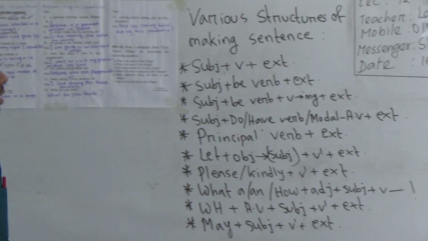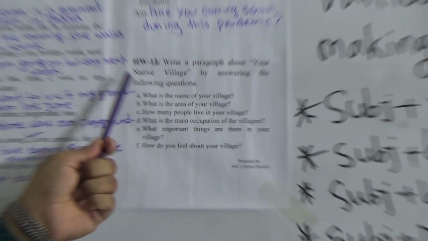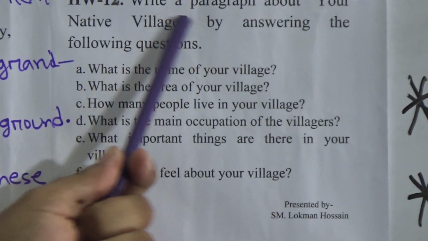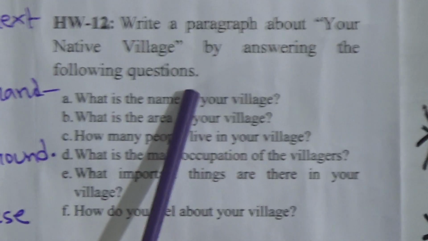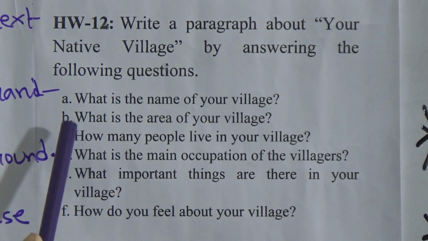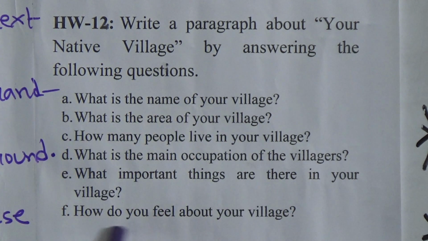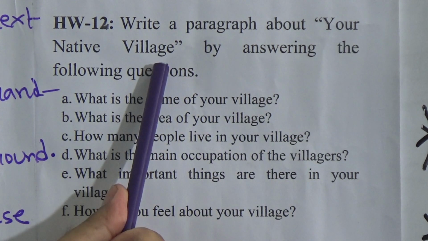Now our class is almost finished. Now take your homework. Your homework number is 12. Write a paragraph about your native village by answering the following questions. Here are some clue questions, and you must answer these questions in your paragraph. The paragraph topic is your native village.